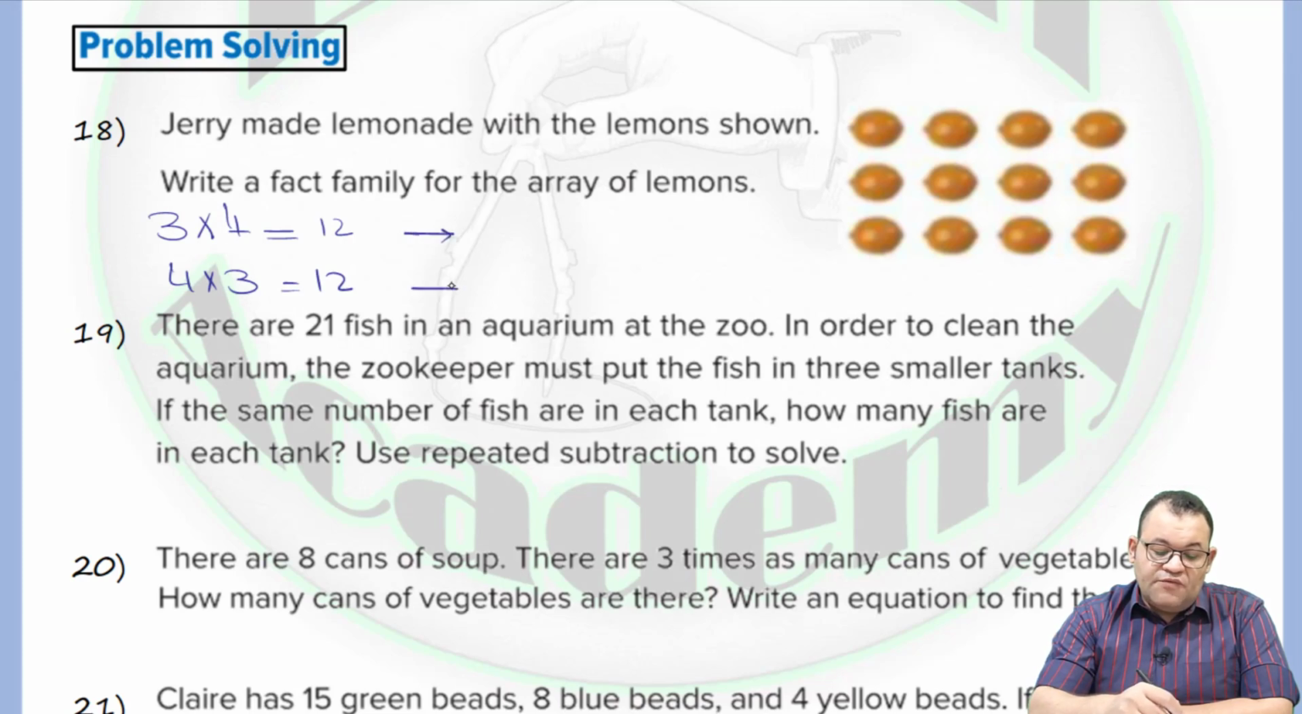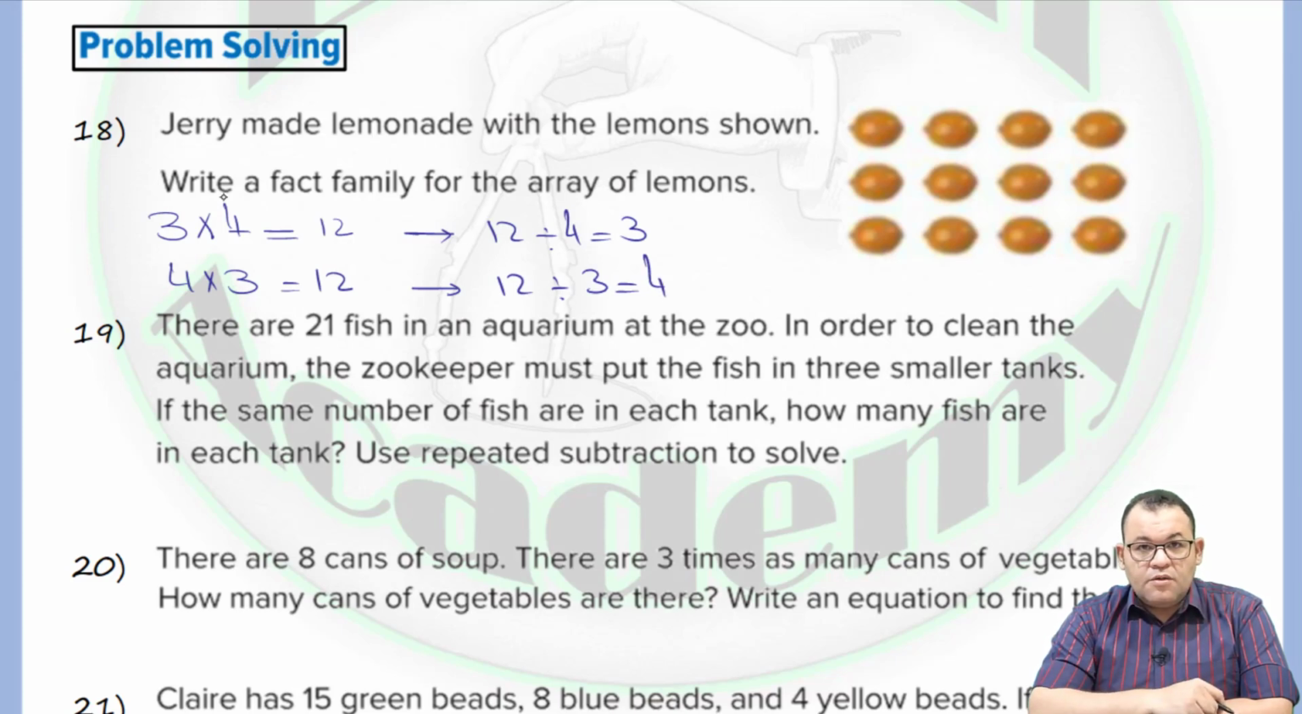Now we will write the division. It will be 12 divided by 4, the answer will be equal to 3. And here we have 12 divided by 3, the answer will be equal to 4.